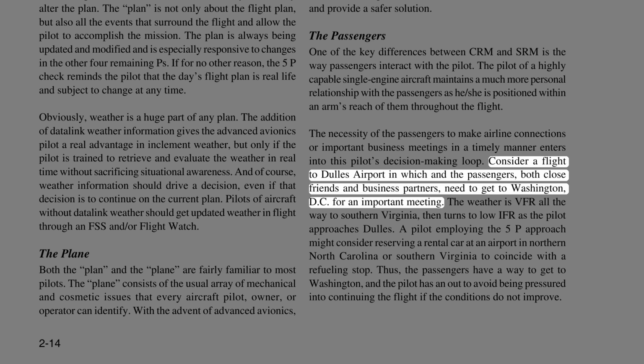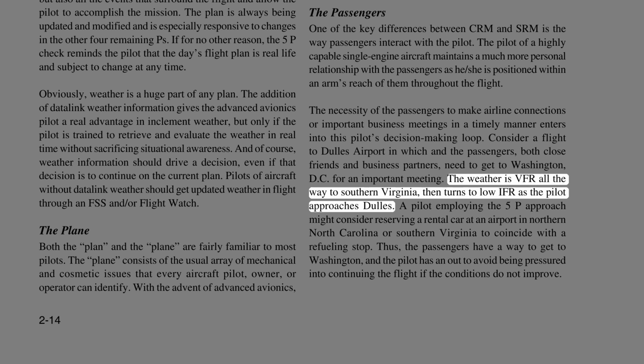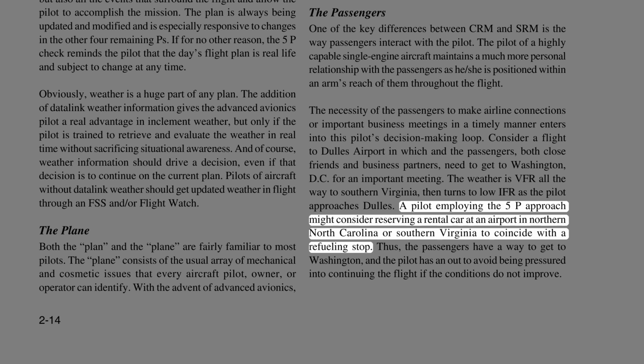for an important meeting. The weather is VFR all the way to Southern Virginia, then turns to low IFR as the pilot approaches Dulles. A pilot employing the 5P approach might consider reserving a rental car at an airport in northern North Carolina or Southern Virginia to coincide with a refueling stop.